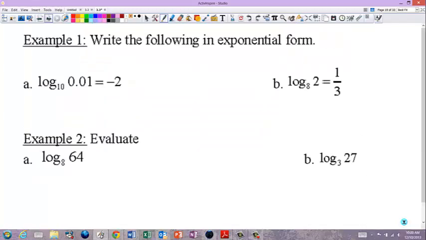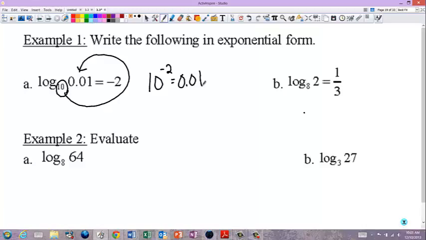Let's actually go into some examples. It says write the following in exponential form. Well, whoosh, 10 to the negative 2 equals 0.01, and that's done. So pause me for a second and try B.